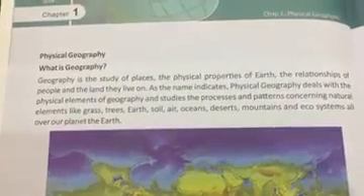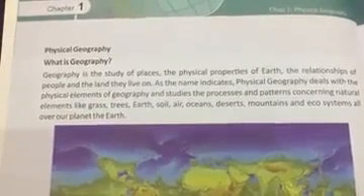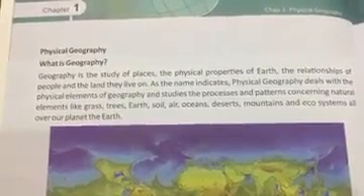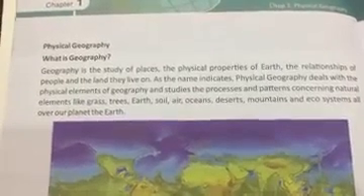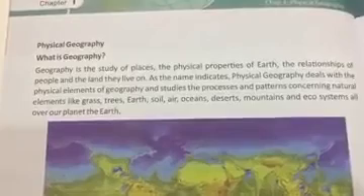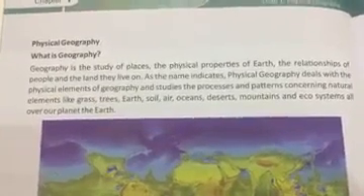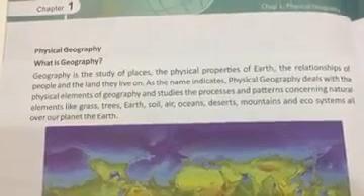So geography is the study of places, the physical properties of earth, and the relationships of people and the land they live on. So how is the relationship of the human beings to the physical environment around them, right? For example, people living in mountainous regions will have a different type of living as compared to the people who are living on the seashores or on the coastal areas or on the plain regions, right? So geography is the study of all the physical features of the earth and the relationship of all living things with their environment.